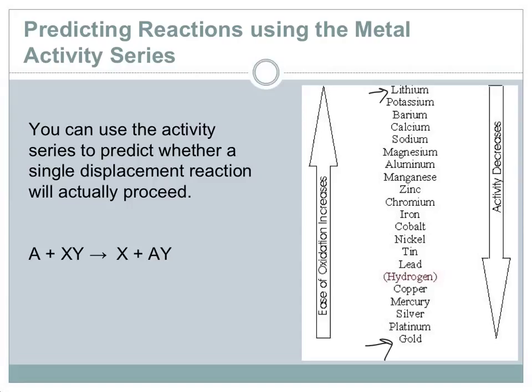We can use the activity series to predict whether a single displacement reaction will actually proceed. So if you recall, the general formula for a single displacement reaction is A plus XY reacts to give X plus AY. Now there's a caveat as to when this actually happens. Both A and X are metals, and a single displacement reaction will only occur if A is more reactive than X.